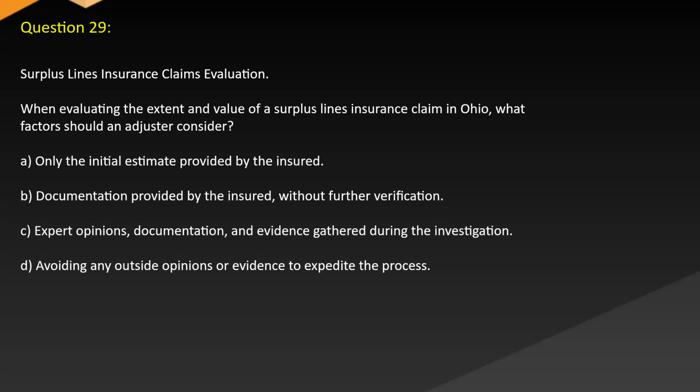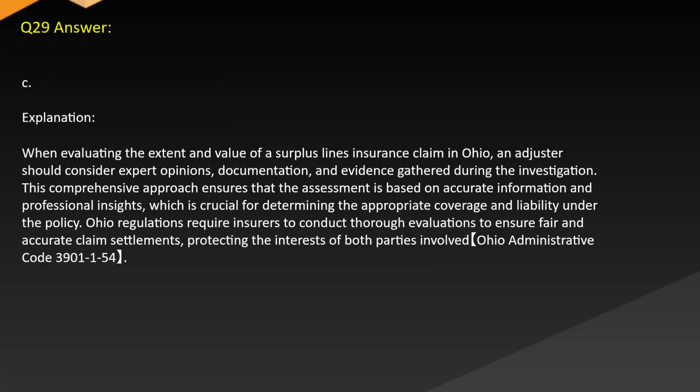A. Only the initial estimate provided by the insured. B. Documentation provided by the insured without further verification. C. Expert opinions, documentation, and evidence gathered during the investigation. D. Avoiding any outside opinions or evidence to expedite the process. Answer: C. Explanation. When evaluating the extent and value of a surplus lines insurance claim in Ohio, an adjuster should consider expert opinions, documentation, and evidence gathered during the investigation.